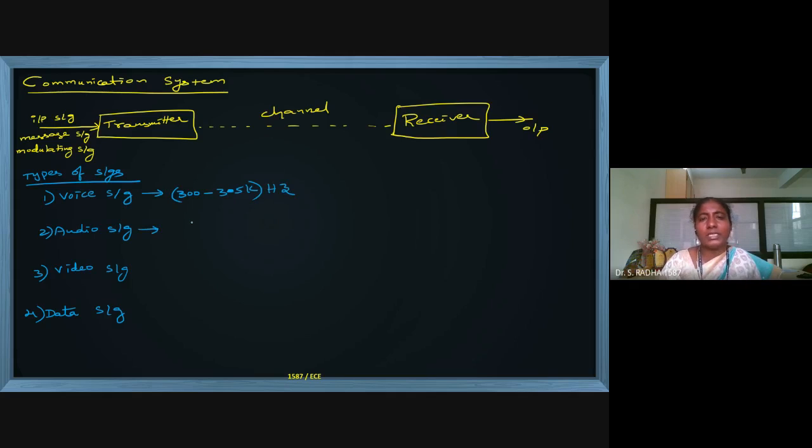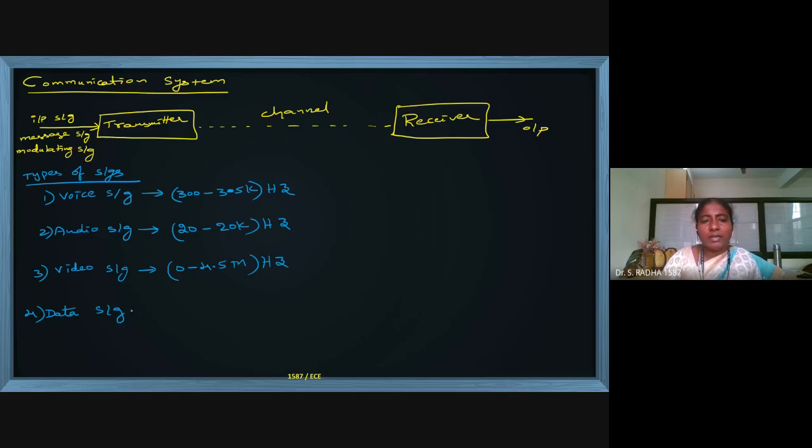Next, audio signal. Using a loudspeaker and so on, we can increase the frequency. Audio signal is 20 hertz to 20 kilohertz, which is the frequency range of an audio signal. Okay. Next, video signal. Video signal is in the range of 0 to 4.5 megahertz. This is the frequency of a video signal.